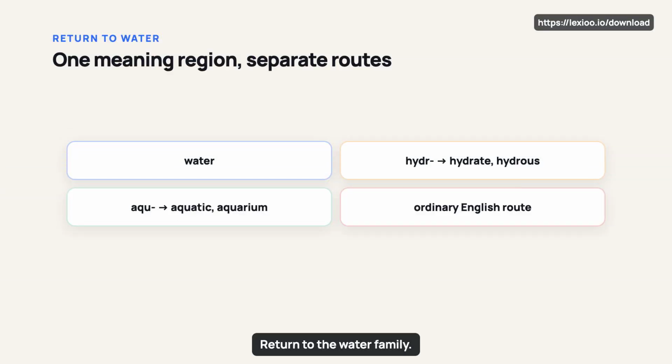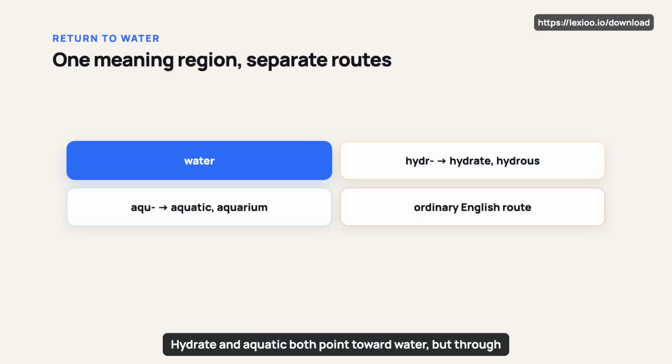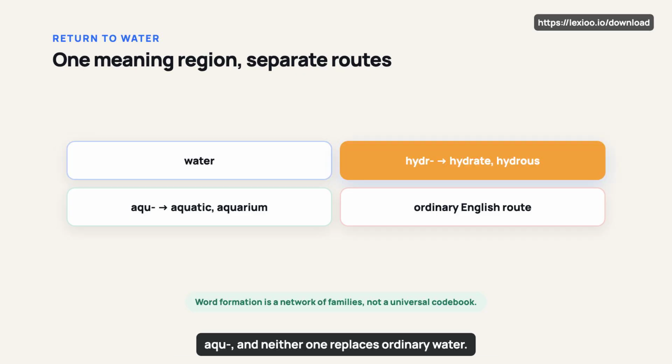Return to the water family. Hydrate and aquatic both point toward water, but through different routes. Knowing hyd does not let you replace aqu, and neither one replaces ordinary water. Word formation is a network of families, not a universal codebook.